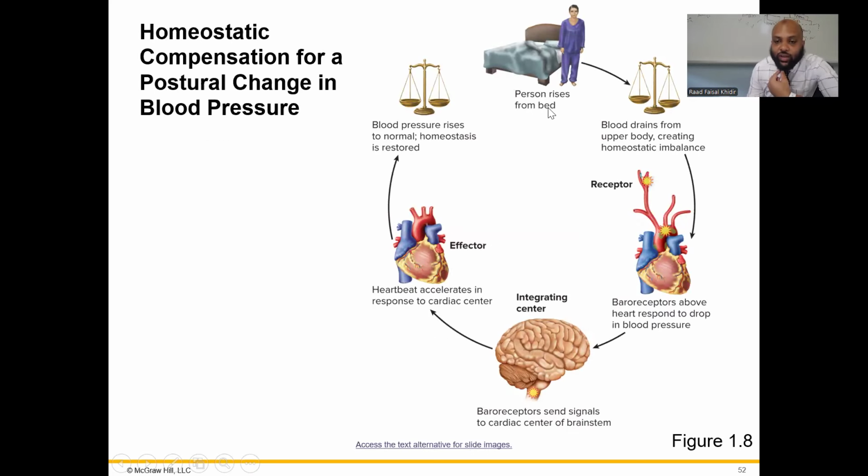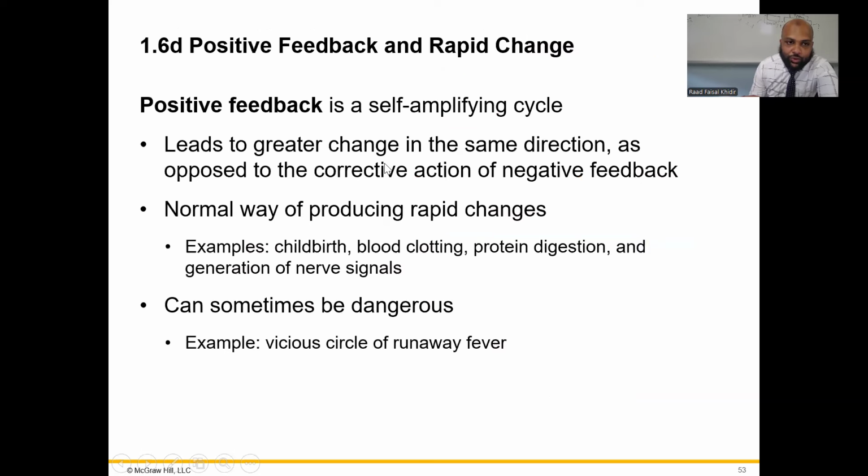Okay, so that shows us right here a person rising from bed, and the blood drains from the upper body, creating homeostatic imbalance. The baroreceptors above the heart respond to the drop in blood pressure and send signals to the integrating center, the cardiac center of the brainstem. Then the brainstem sends the output motor signal to the heart, and the heartbeat accelerates in response. Then the blood pressure rises to normal, and homeostasis is restored.